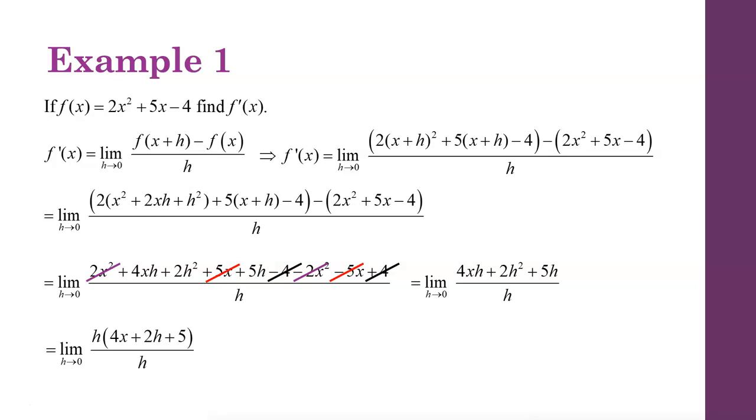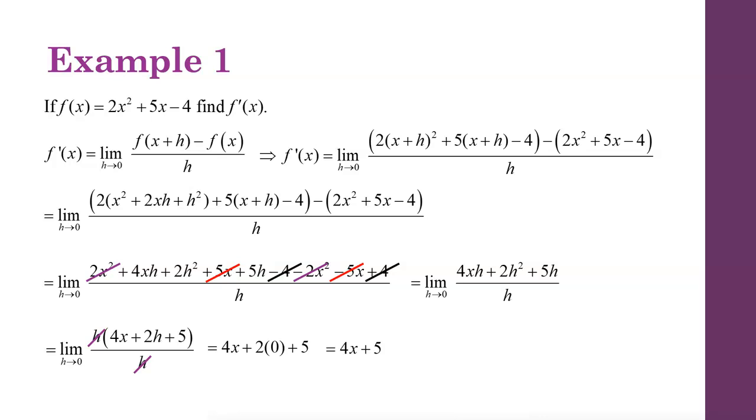And then that lets me cancel the h on the top with h on the bottom. H becomes very, very close to 0, but it's not 0 itself. So I'm allowed to cancel, right? And then what I'm left with is just 4x plus 2h plus 5. As h goes to 0, 4x and 5 remain the same, but 2h becomes 2 times 0. So we just have 4x plus 5 as our final answer. So that's the derivative function for 2x squared plus 5x minus 4.